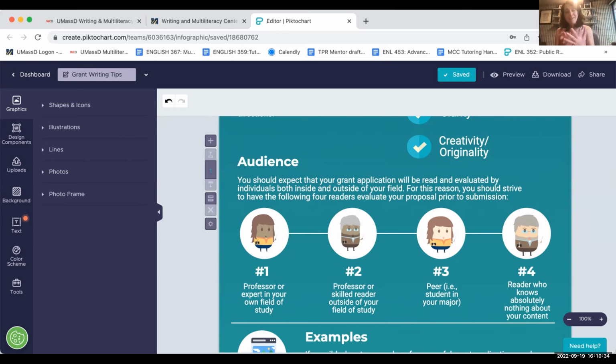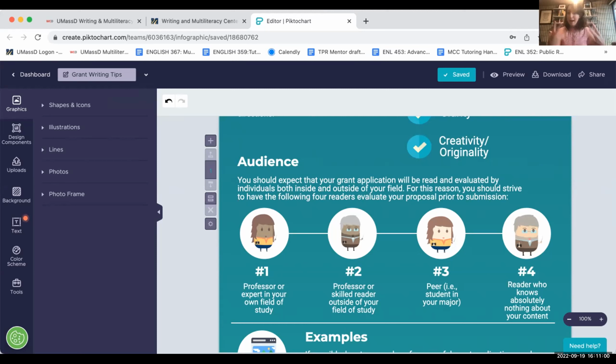So it's actually really important to have someone outside of your field recommend it. So I'm going to recommend that you have 4 different audiences read your grant proposal. Audience number 1 would be a professor or expert in your own field of study, because they are going to know a lot, of course, about that subject area. Audience number 2 is going to be a professor or skilled reader outside of your field of study.